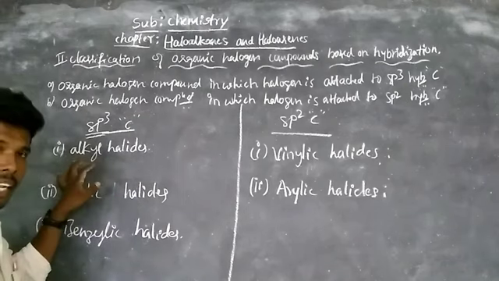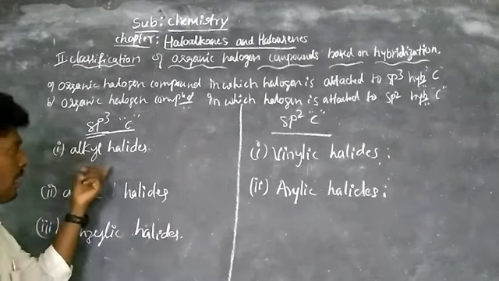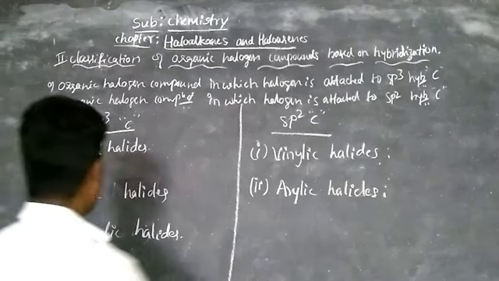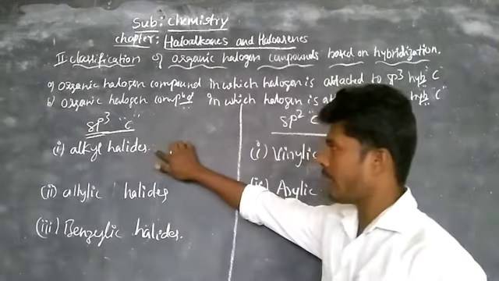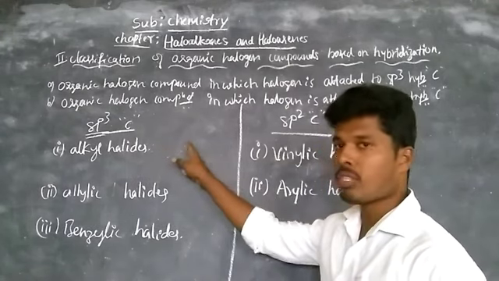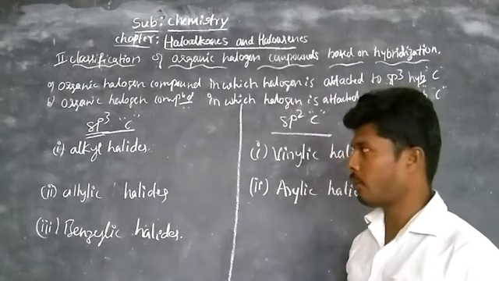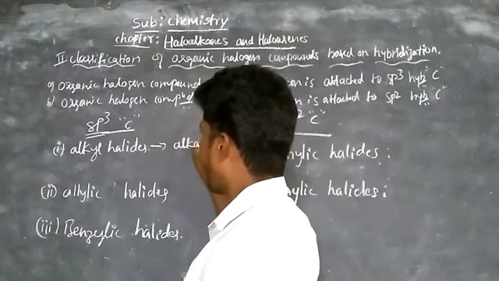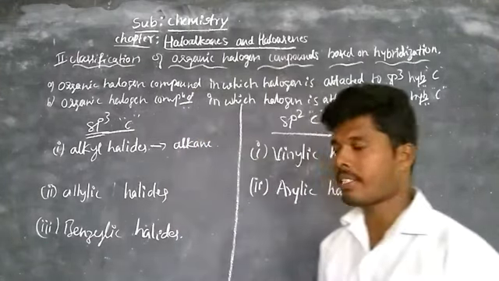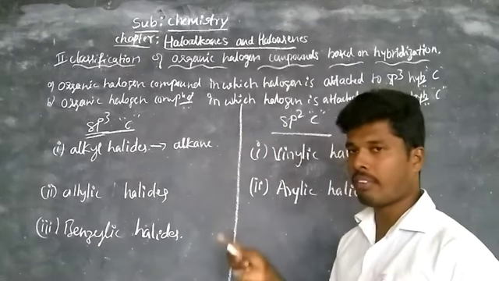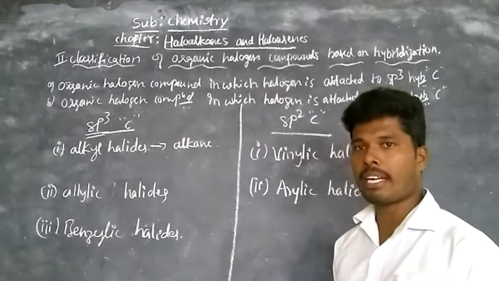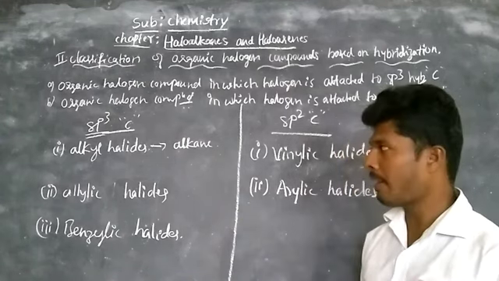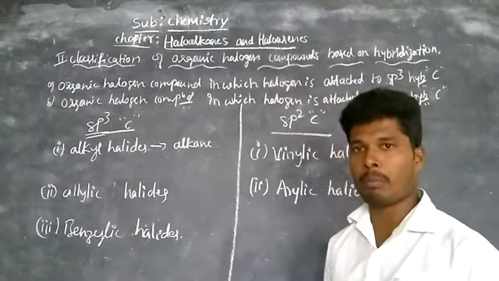Now first one, take alkyl halides. These alkyl halides are monohalogen compounds, monohalogenated carbon in which the halogen is directly attached to the alkyl group. This is the monohalogen derivative of alkanes. Alkyl halides are the monohalogen derivatives of alkanes in which the halogen atom is directly attached to the sp3 hybridized carbon, and there is no double bond.